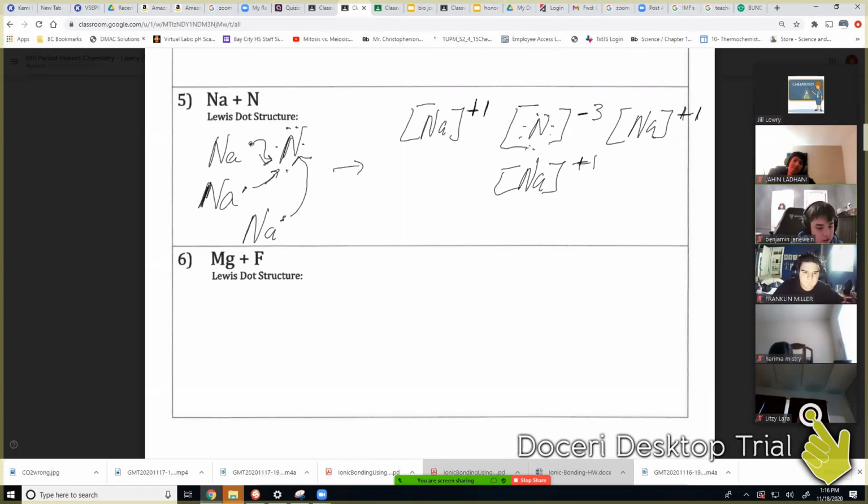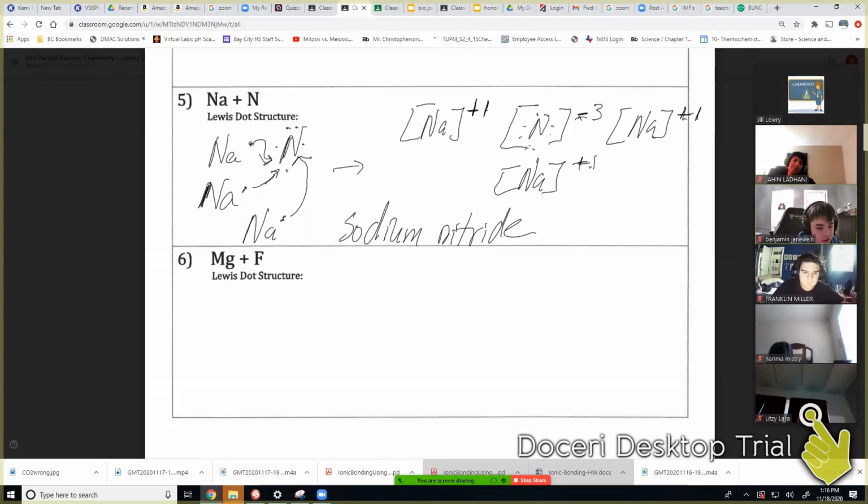And another sodium. So if we look here, I have +1, +2, +3. So I have a +3 and I have a -3. So once again, they cancel each other out. They would be neutral. This would be sodium nitride.